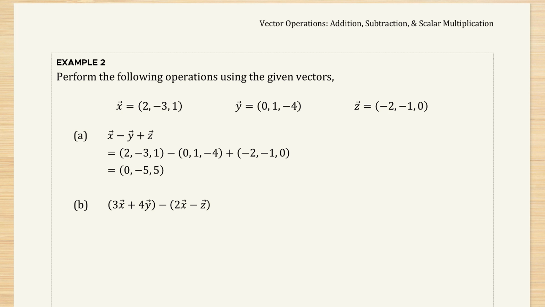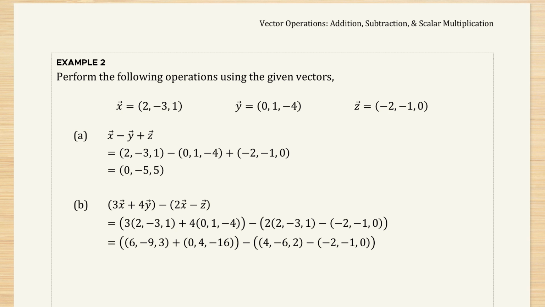Next we have 3x plus 4y minus 2x minus z. Following the order of operations, we can deal with the stuff in brackets first, writing out the vectors x, y, and z. Then we scalar multiply that 3 into x. 3 times 2 is 6. 3 times -3, -9. 3 times 1, 3. And then multiply 4 into y. 4 times 0 is 0. 4 times 1, 4. 4 times -4, -16.